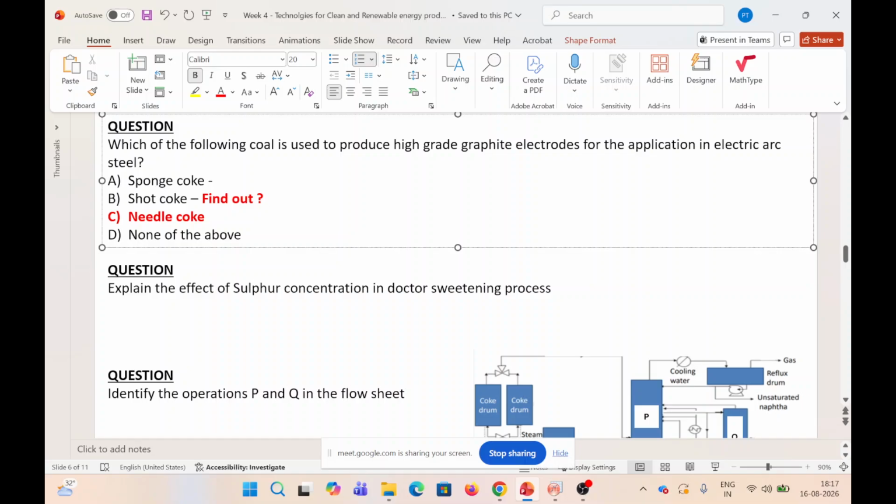So this question we discuss now, so I expect answers. Explain the effect of sulfur concentration in the Doctor sweetening process. I hope you remember what the Doctor sweetening process is, and what kind of reagents we use. In the Doctor sweetening process, we use sodium plumbite. Over there we discussed the concentration of the sulfur: if it is more, what will happen, and if it is less, what might happen. Now I'm asking you to explain it in your words. So, answers.